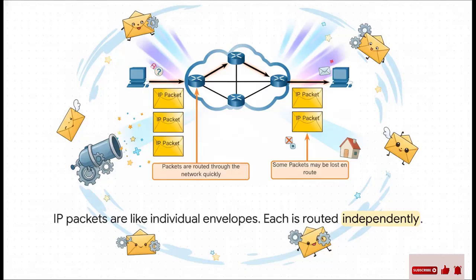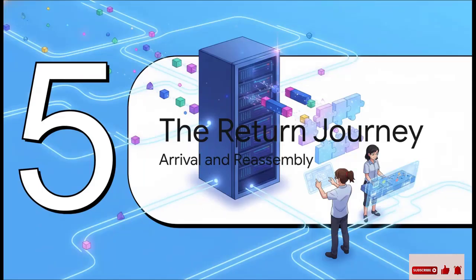Think of it this way. IP just puts the envelopes in the mail. It does its best to get them there, but it doesn't track them or promise they'll all arrive. Now, that might sound kind of unreliable, but it's what makes the system so incredibly fast. The reliability part, well, that's handled by a different protocol. And speaking of which, let's fast forward.